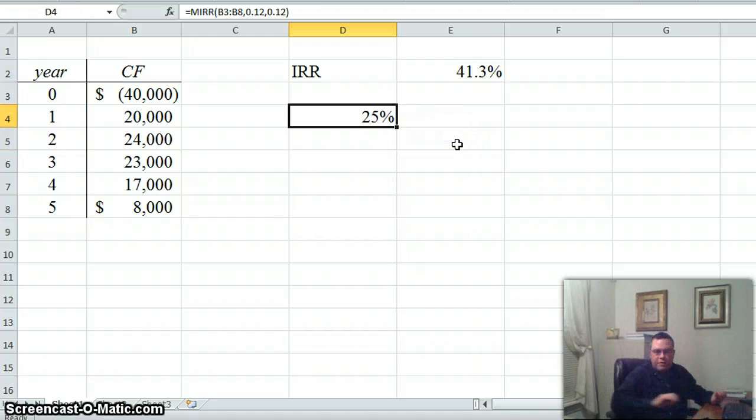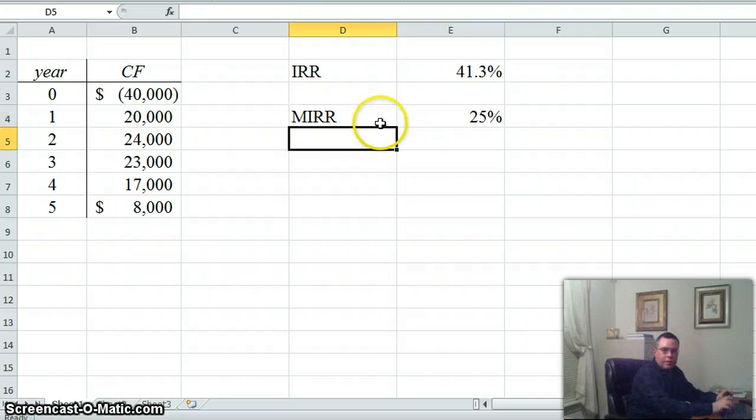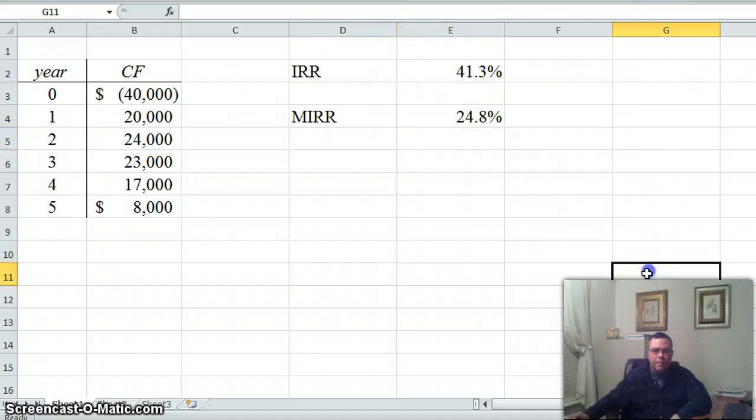and 25%. And then again, I should have labeled these a little better. And then let me move this decimal over one. So this is actually a much better IRR.